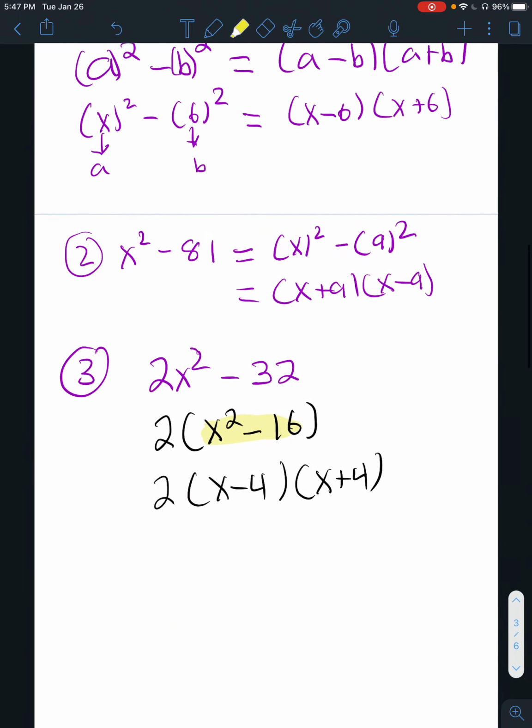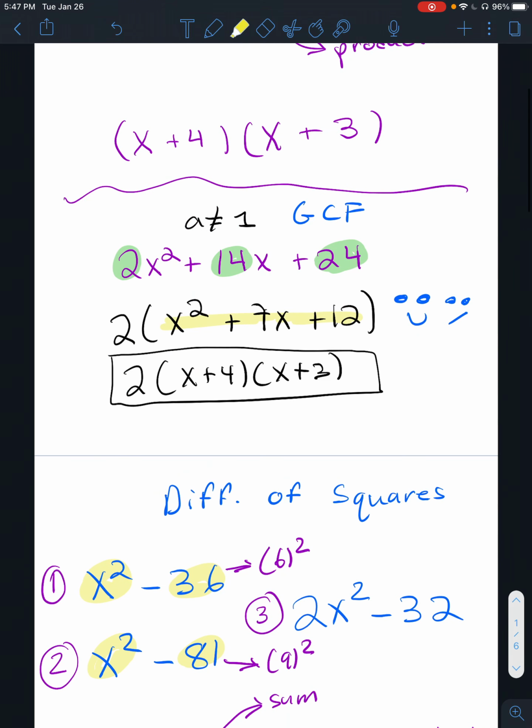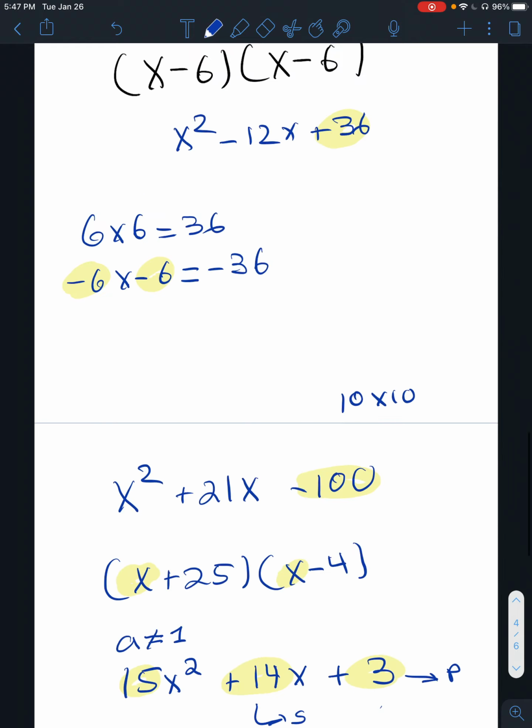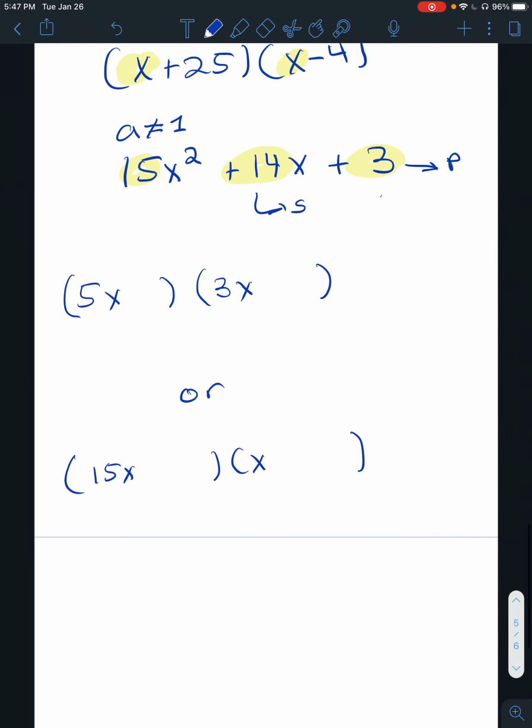Even on this one earlier with the GCF, I think it was this one right here, when we ended up taking out the 2, we ended up having an a value of 1 again, so we didn't have to worry about it. But this is the first time where the a value is still there and it's greater than 1. So I always tell you, when you do this, you just have to be observant of what's going on.